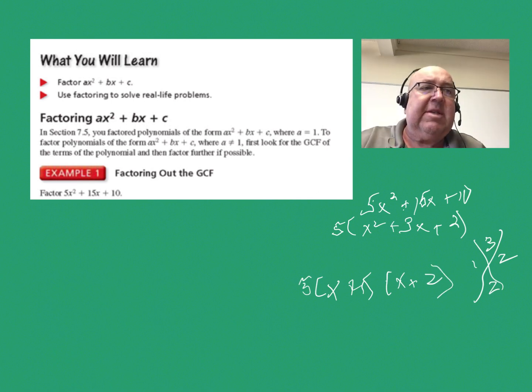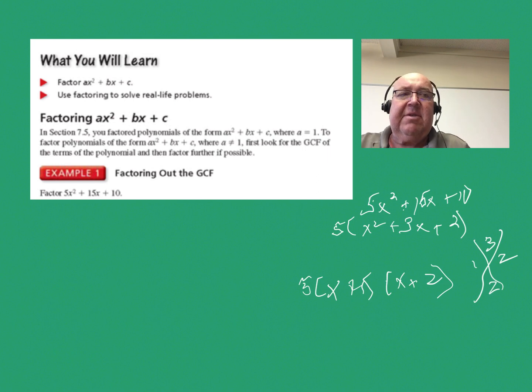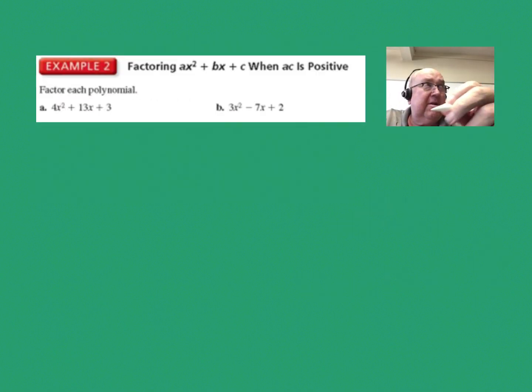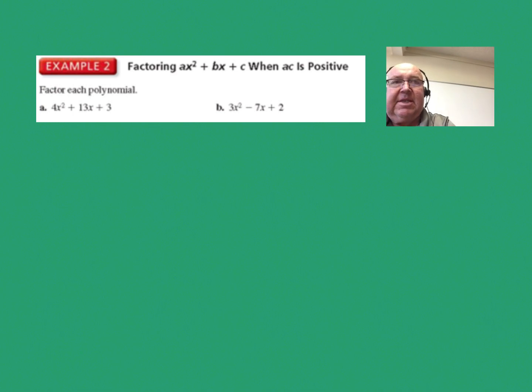So that's what you can do if there is a greatest common factor. That's one of the things to look for first. So you can try to get to where you have a leading coefficient that's 1. That's not always good. So now we're going to look at this next problem.